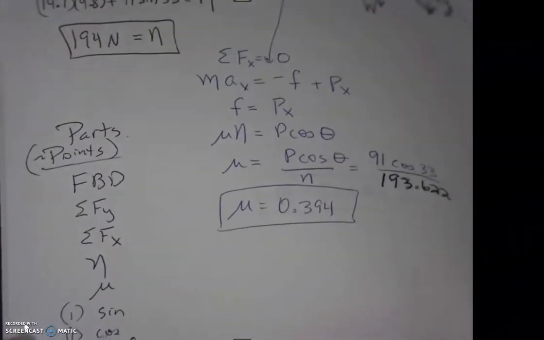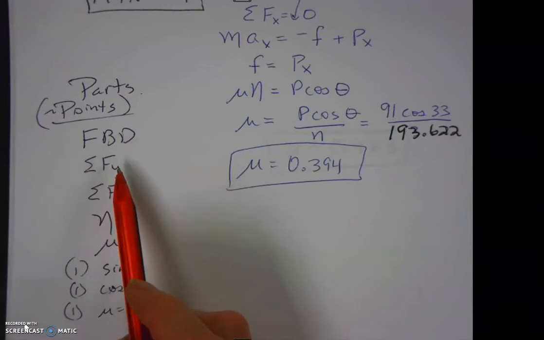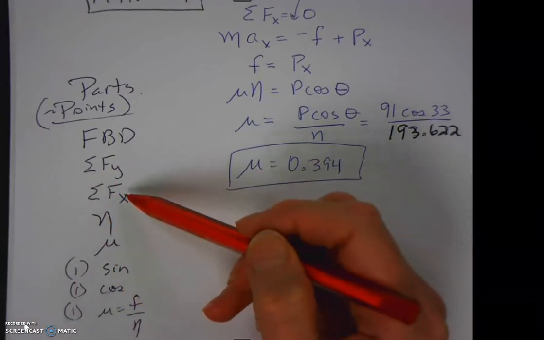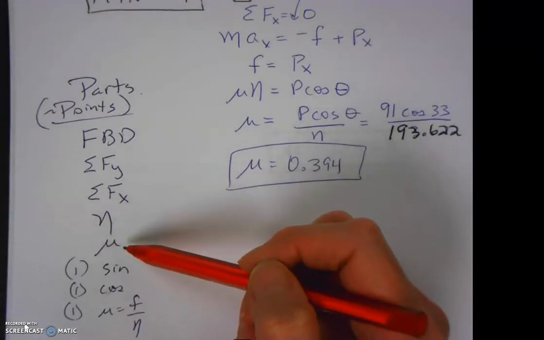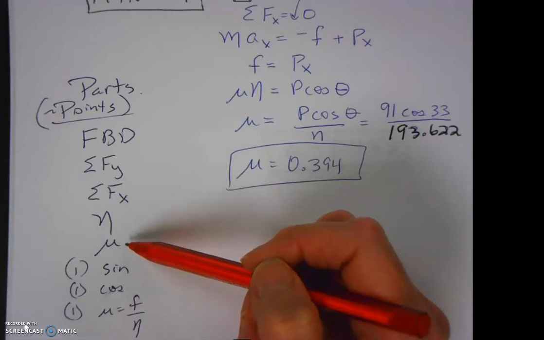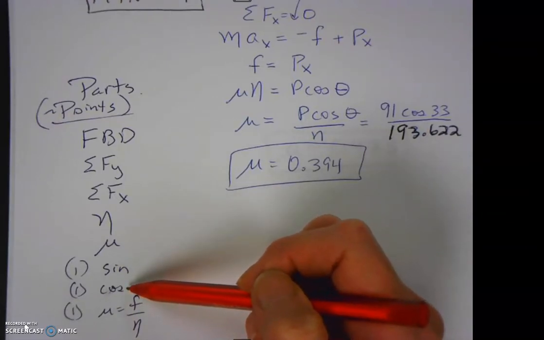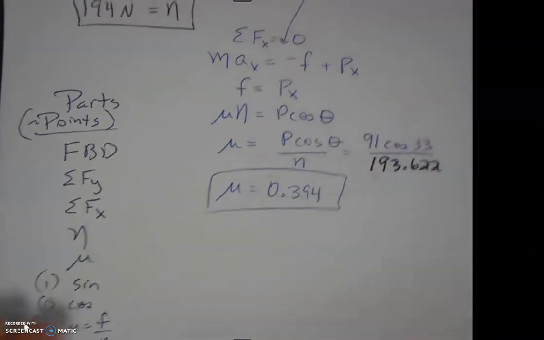So how did the points go here? Well, 2 parts or points for the free body diagram, 2 more for summing the forces in the y direction, for a net force statement in the x direction, for the correct answer for the normal force, and the correct answer for the coefficient of friction. And then 1 point for using the sine appropriately, using the cosine in the x direction, and knowing the friction equation and being able to make it work.